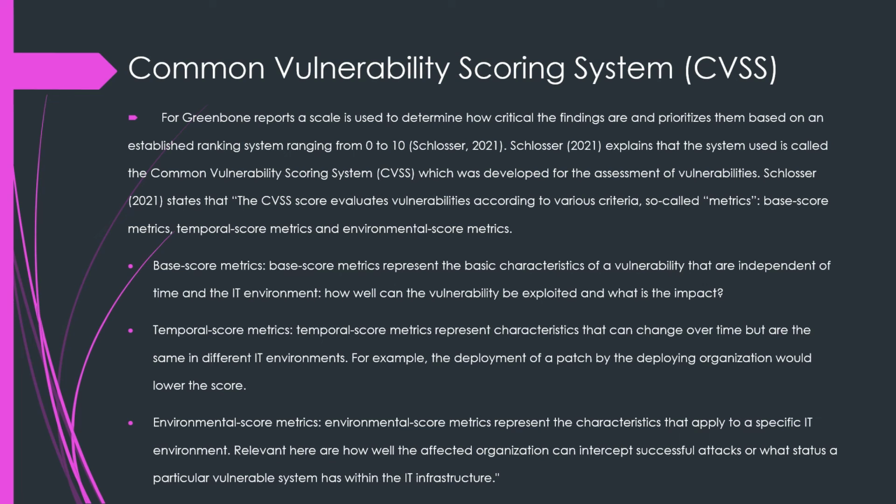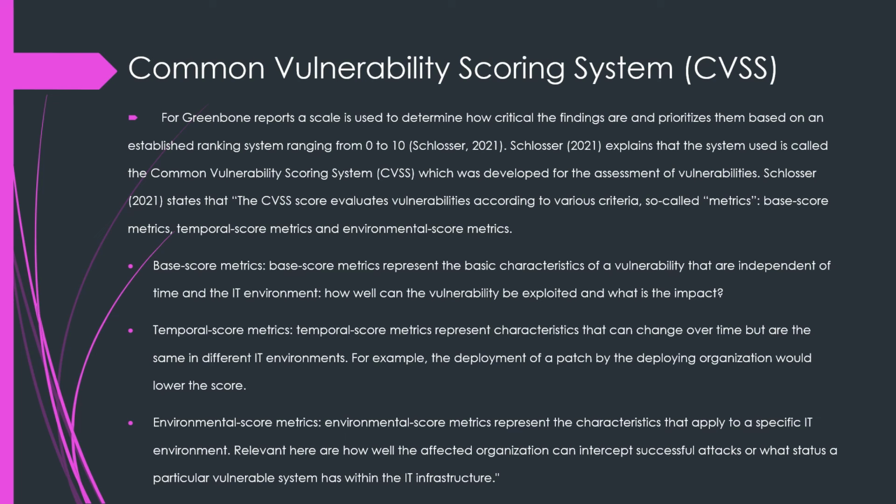Common Vulnerability Scoring System. The Greenbone report uses a scale to determine how critical the findings are and prioritizes them based on an established ranking system ranging from 0 to 10. Schlossner explains that the system used is called the Common Vulnerability Scoring System, the CVSS, which was developed for the assessment of vulnerabilities. Schlossner states that the CVSS score evaluates vulnerabilities according to various criteria, or the so-called metrics.